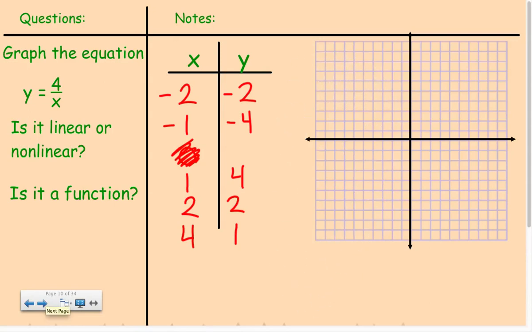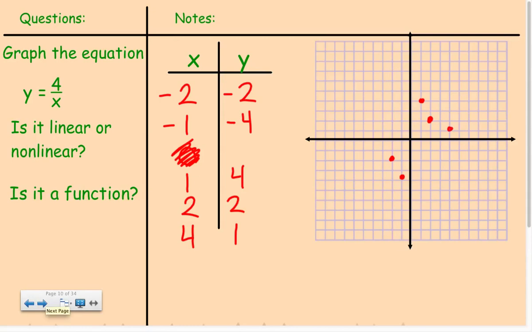So if you ever end up with one that doesn't work out nicely, you got to add another one that would work. So negative 2, negative 1, negative 4, 1, 4, 2, 2, 4, 1.